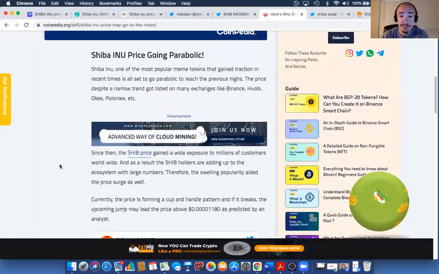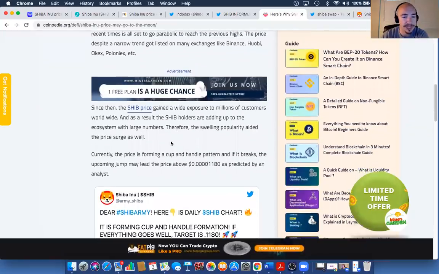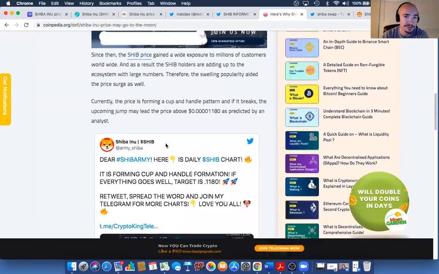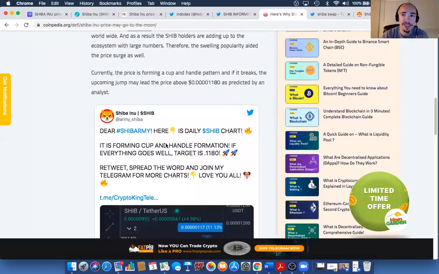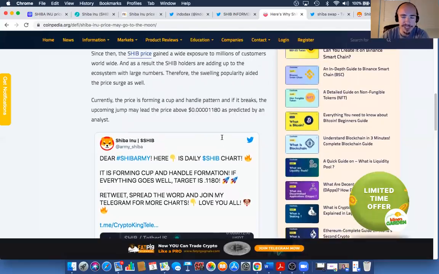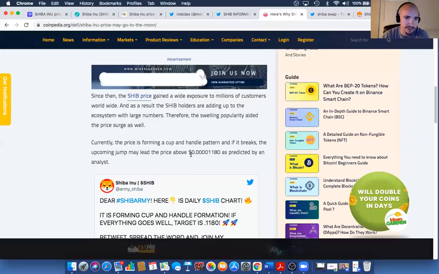coins by price. So SHIB price gained a wide exposure to millions of customers worldwide in May. As a result, the SHIB holders are adding to the ecosystem in large numbers. Therefore, the swelling popularity aided the price surge as well. In terms of that popularity, we're going to get to that in just a minute, talking about how many holders there are and an important threshold that we're coming up on pretty soon too. We're going to get to that a little bit later on in the video.